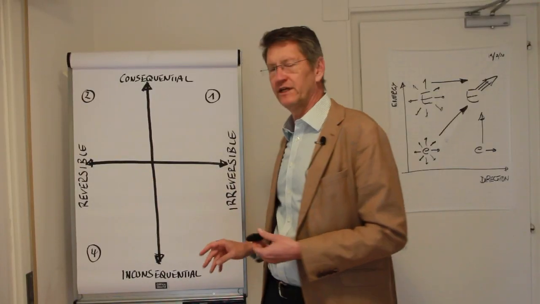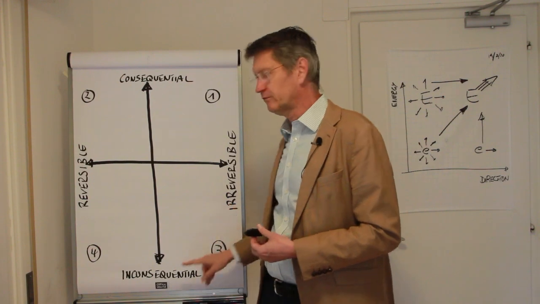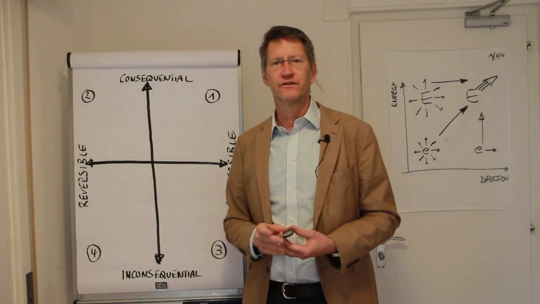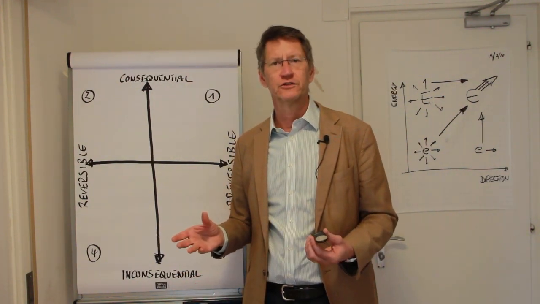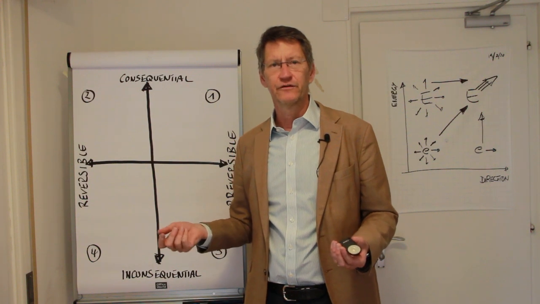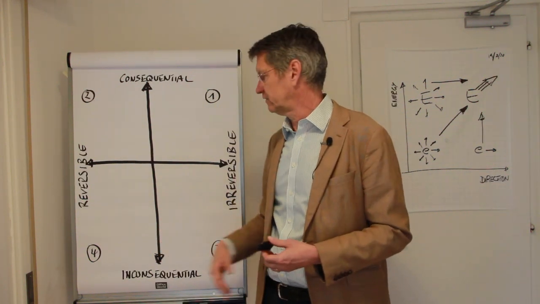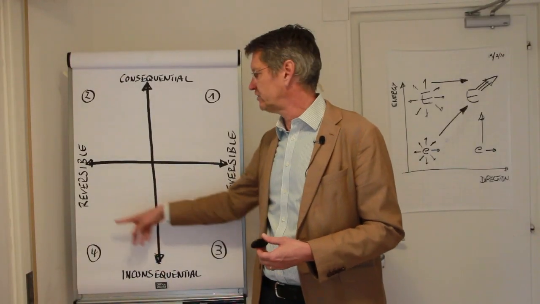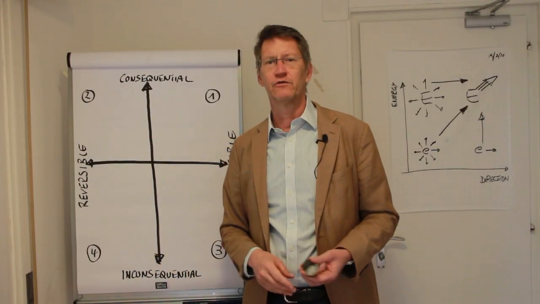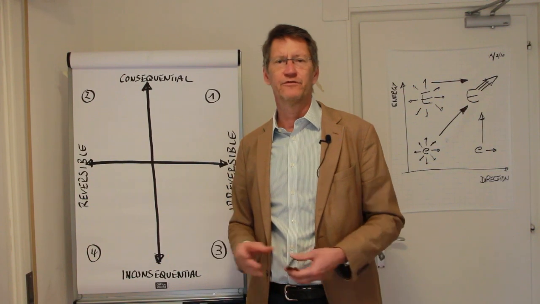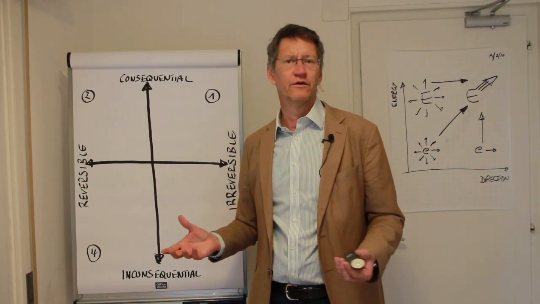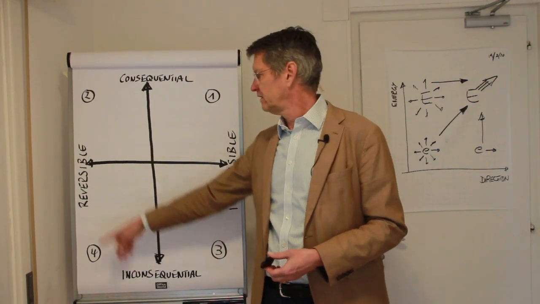Then there's type 3. These decisions are irreversible but inconsequential. For example, what to order for lunch. Okay, it's irreversible, you'll have to eat it, but it's inconsequential. And then finally, you have decisions which are reversible and inconsequential. For example, what type of coffee to order for the coffee machine.